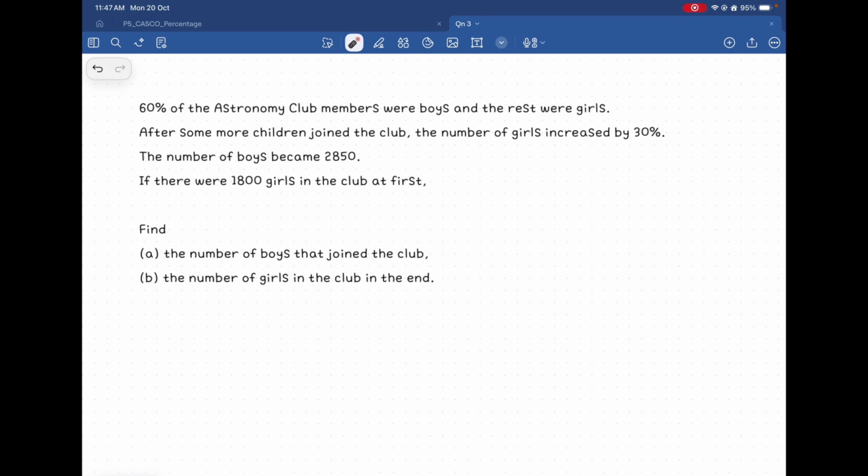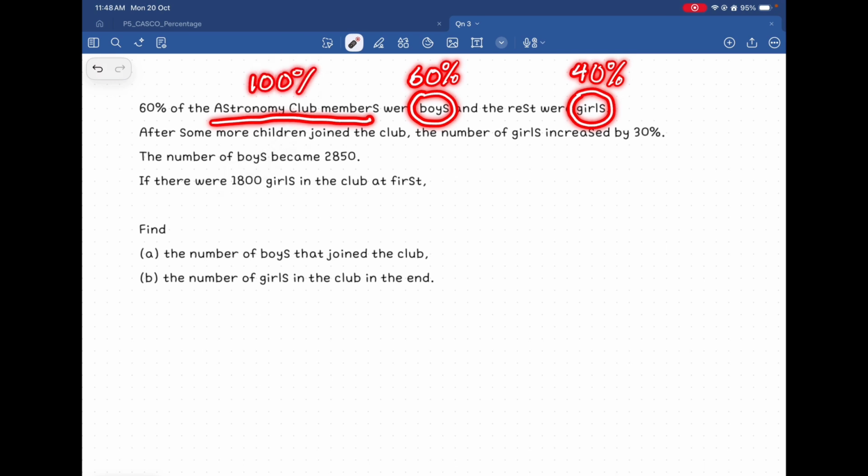Let's read the question again and analyze the question deeply. We will be representing the information from this question on a flowchart. This is very helpful for percentages questions. 60% of the astronomy club members were boys and the rest are girls. From this sentence, we can tell that there are two groups of students, boys and girls, and there were 60% of boys. How do we find the percent for girls? It will be 100 minus 60, 40% of girls. And all the club members will add up to 100% because they represent the total.